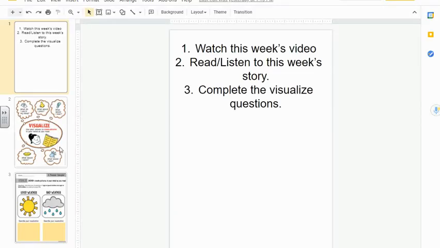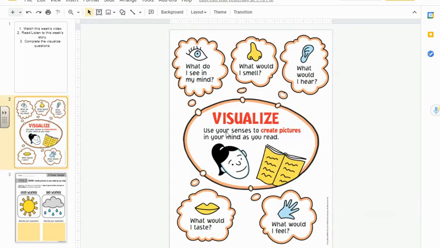So let's talk about visualizing. To visualize is when you use your senses to create pictures in your mind as you read. A good reader does this the whole time they're reading, especially with fiction or historical fiction. You want to visualize what the story is about to better understand it.